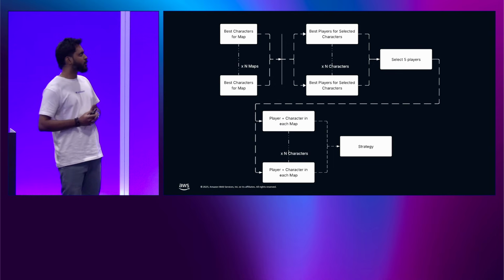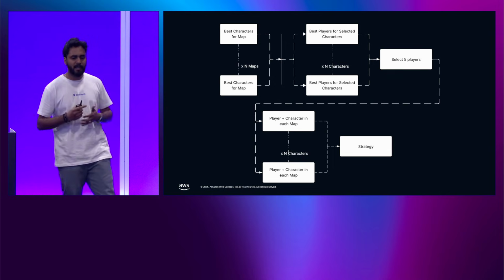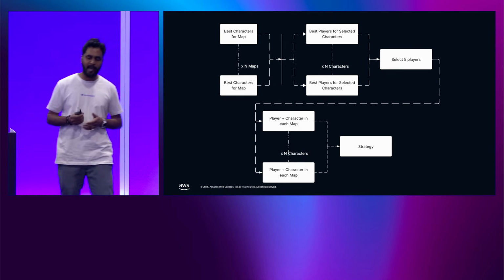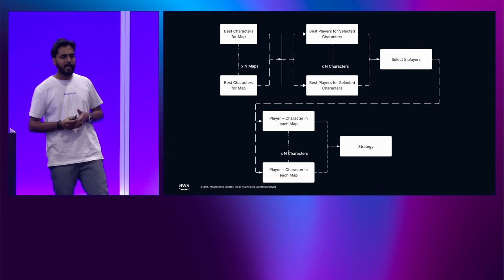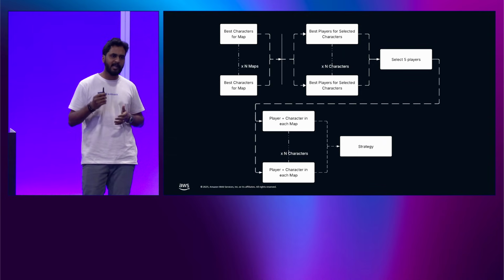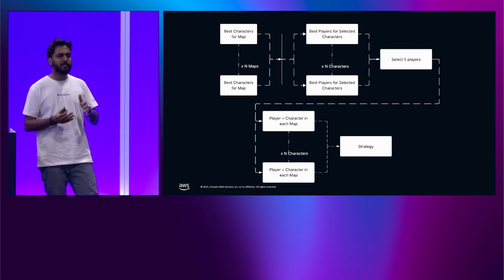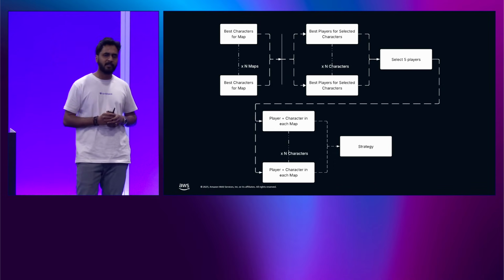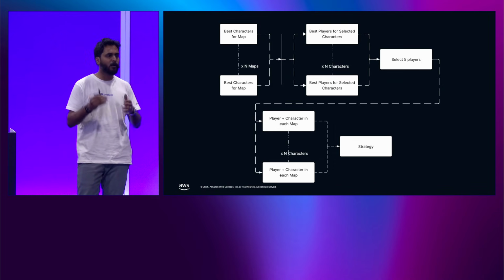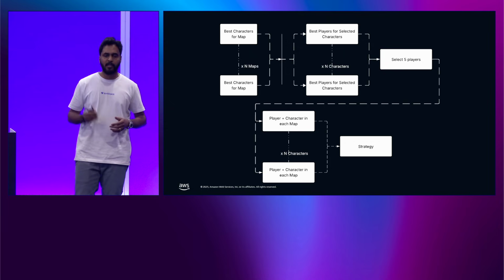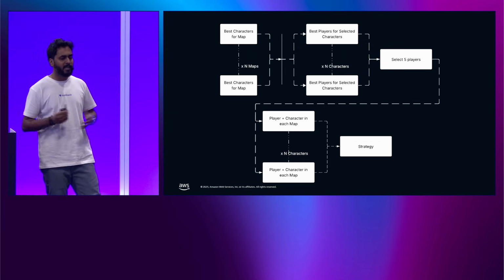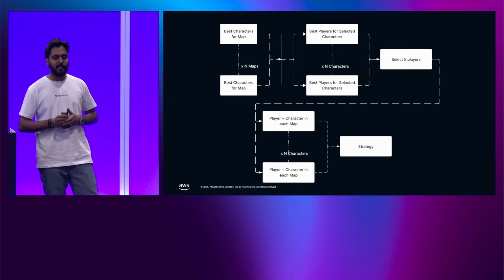What we asked it to do is select the best characters for each map, characters or agents, and then for each of those characters, select the best player who has played them across the league. And from this information, shortlist 5 players who will be able to work as a team. After you get these 5 players, assign them to each map. And when you assign them, also tell what character they have to play as. So this is all that we asked the LLM to do.